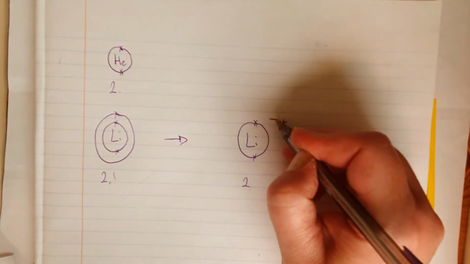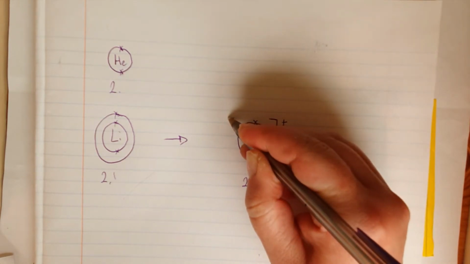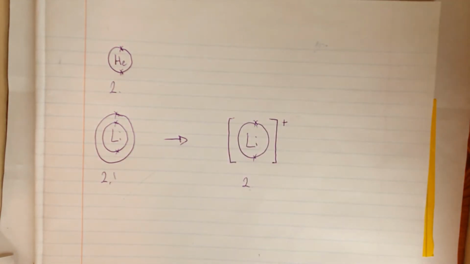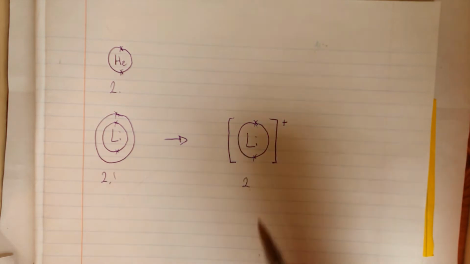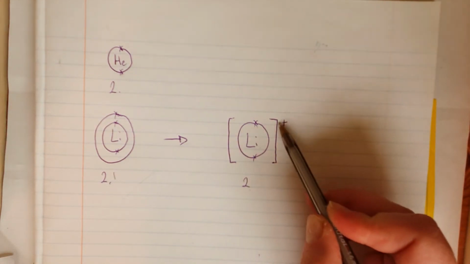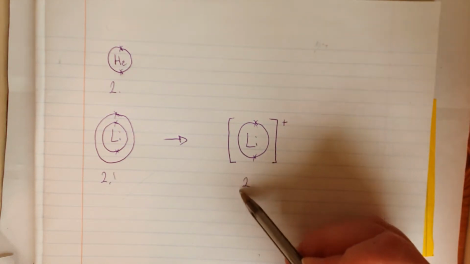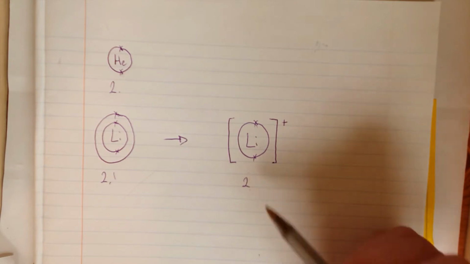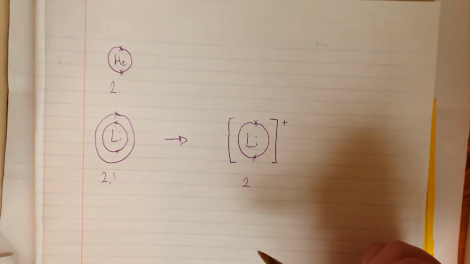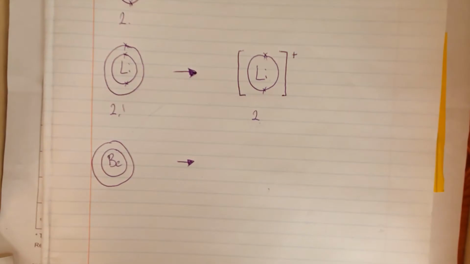Now to finish off this drawing, we have to put square brackets around it to show that it's an ion. So the lithium ion has a positive charge and an electronic structure of 2. And it has just that 1 shell. Okay, let's have a look at another one.